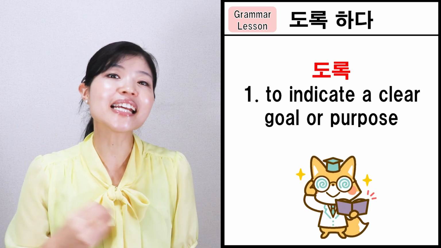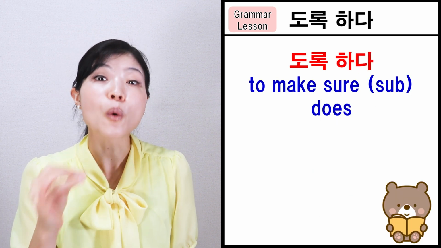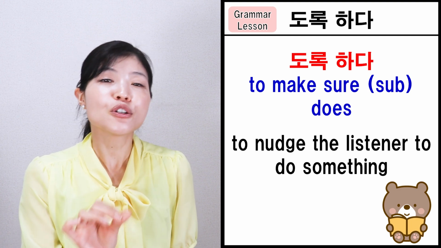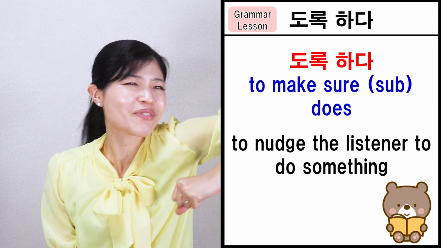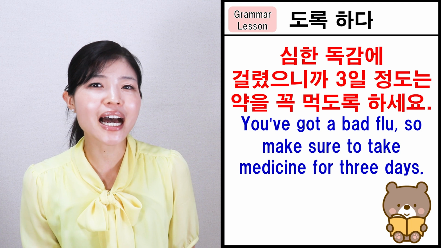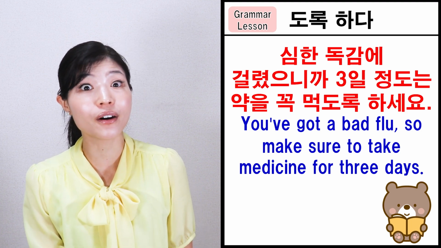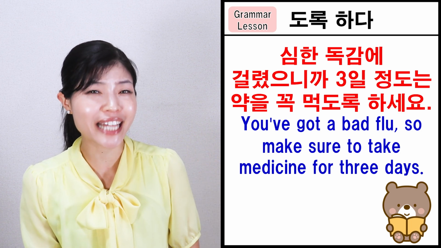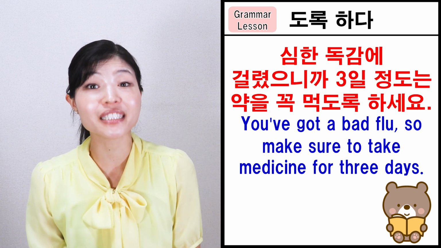The first meaning indicates a clear goal or purpose. In this case, you use 도록 하다 to make sure the subject does something. In other words, you use this to nudge the listener to do something. Hey, you should do something like this. For example, 심한 독감에 걸렸으니까 3일 정도는 약을 꼭 먹도록 하세요. You've got a bad flu, so make sure to take medicine for 3 days. In this sentence, the speaker is nudging the listener to take medicine, right?